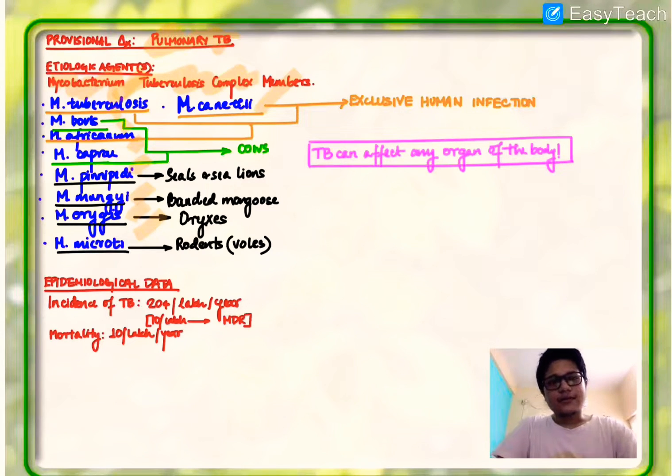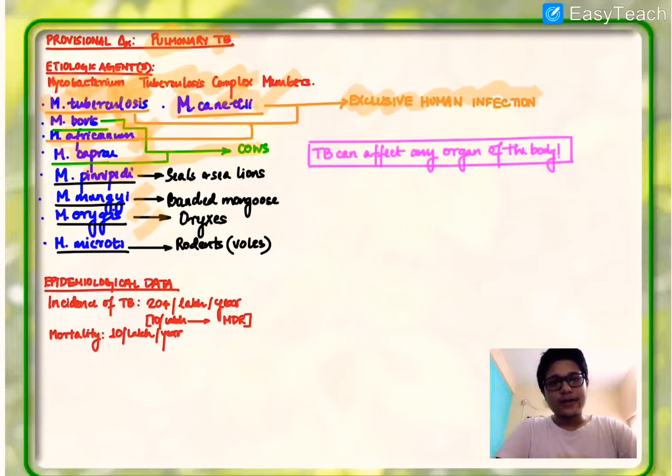So of course the first member is Mycobacterium tuberculosis sensu stricto. Then there are 2 more members which cause disease exclusively in humans, that is Mycobacterium canettii and Mycobacterium africanum. So tuberculosis, canettii and africanum, these 3 cause exclusive human infection. Now bovis and caprae, they cause infection from cows. So the rest of the diseases barring Mycobacterium tuberculosis, canettii and africanum are all zoonoses.